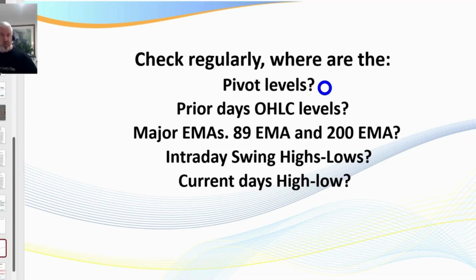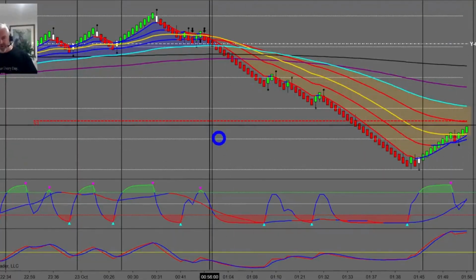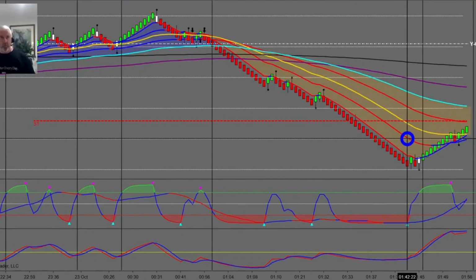We also want to know where our prior day's open, high, low, and close are, the 89 and 200, our swing lows and our current high and low, and on oil, my round numbers, which I'll show you in a moment. All of these plot automatically on the charts, so there's nothing for you to have to think about except to print this out of my cheat sheet folder and to be looking at these regularly. So let's now go and have a look at this. We'll look at the trades I've taken, then we'll even jump forward to what's happening now in the Globex session.